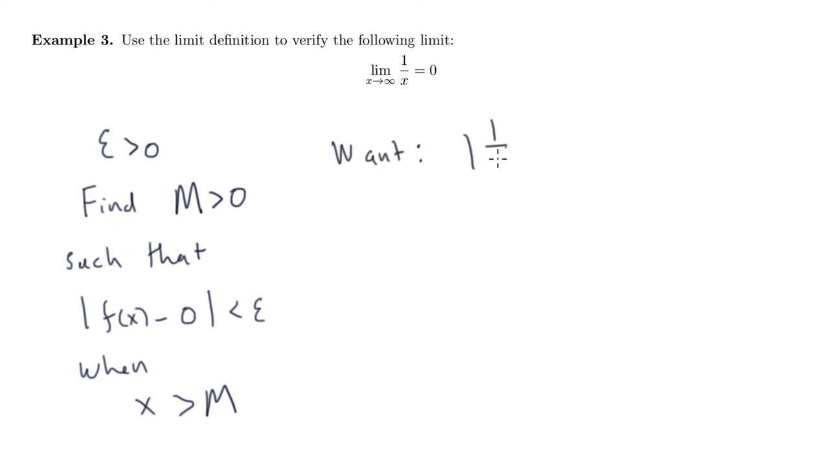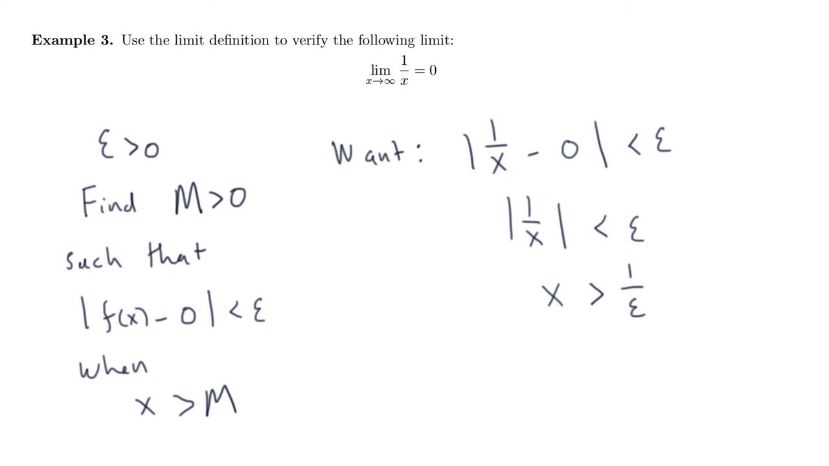I want absolute value of 1 over x minus 0 to be less than epsilon. Okay, so let's just flip some things around. This is just 1 over x, an absolute value, is less than epsilon. Okay, and so then if I just flip this, I can first of all assume that x is positive, right? Because I can just require m to be a positive number, so the absolute value is no problem. So I have that x, if I flip x, so 1 over x flipped is just x, should be bigger than 1 over epsilon.